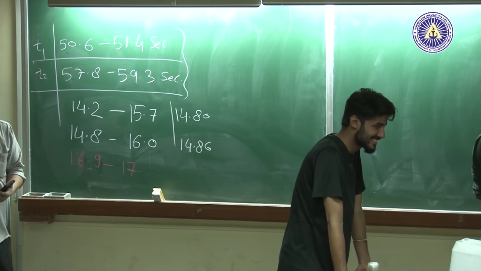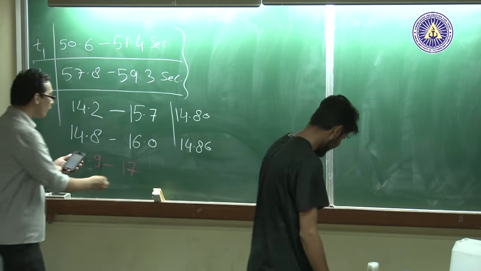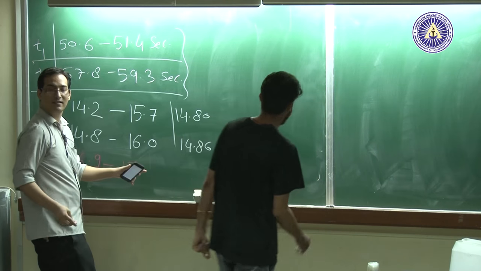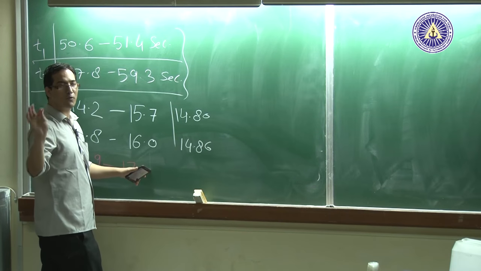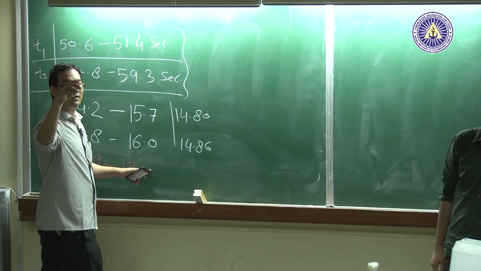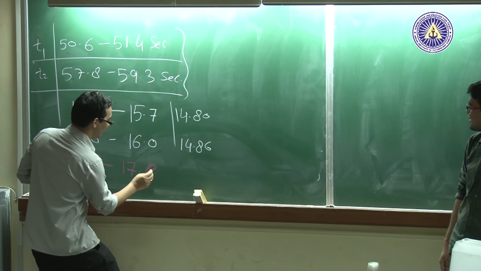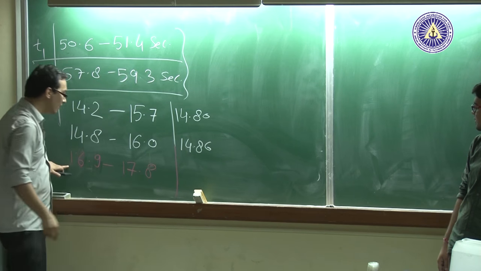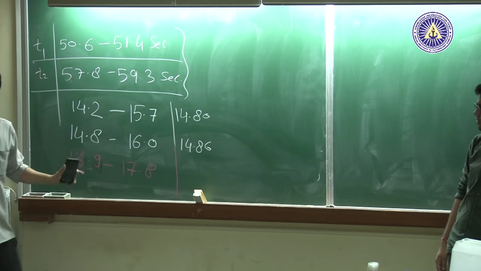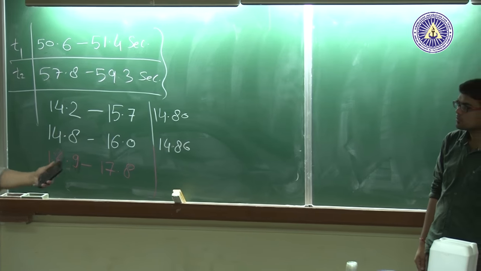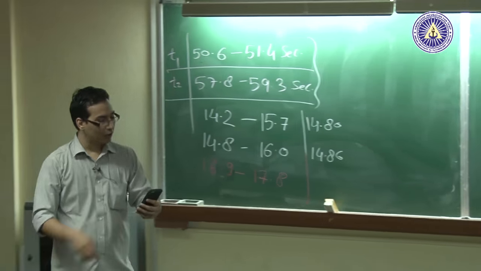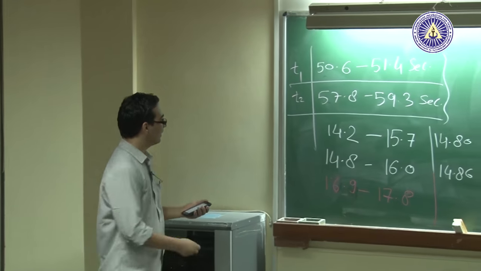Okay, and who else? 17.6? Largest number, 17.6? 17.8? All right. So this time we got a higher number. That's what it is, right? This data, probably we should be a bit more careful. We can do one more if you want, but we'll probably continue because we are running short of time here.